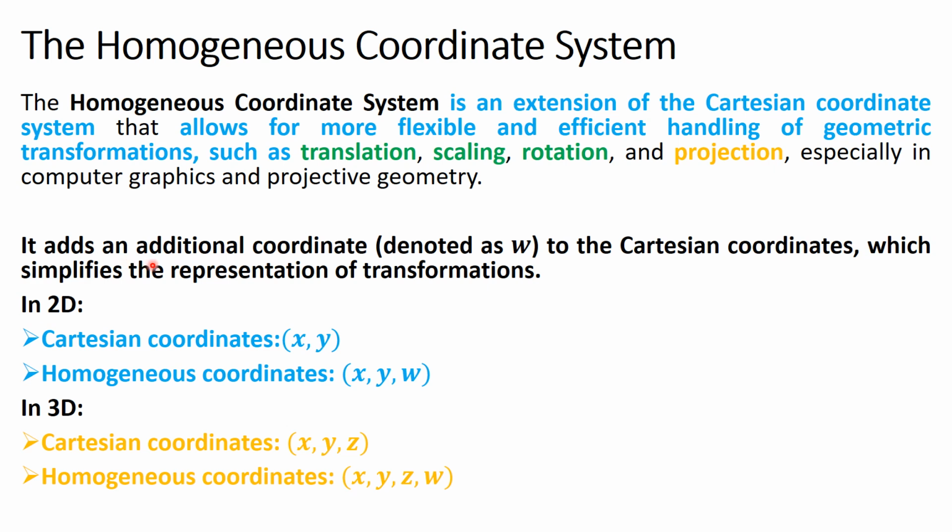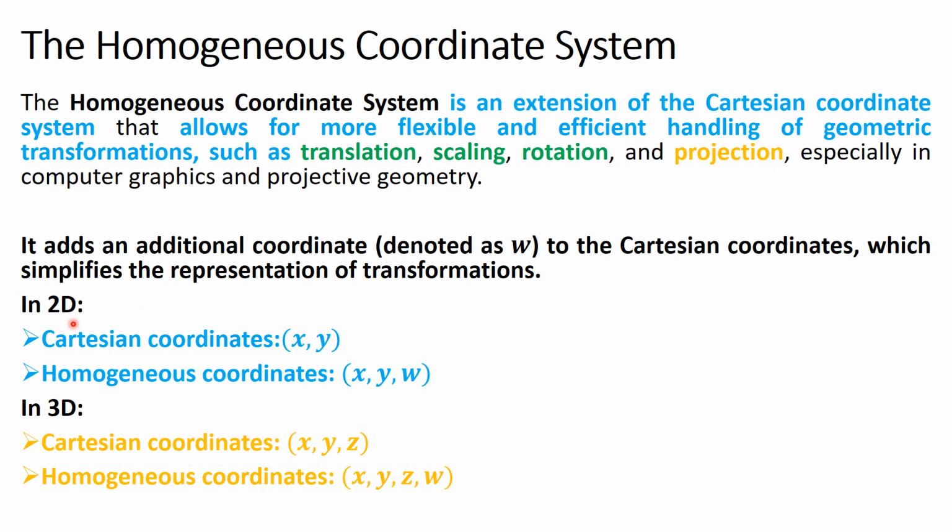It adds an additional coordinate، بيضاف احداثي اضافي بيرمز له بالحرف W to the Cartesian coordinates, which simplifies the representation of transformations. بتسهل العمليات الرياضية في الترانسفورميشن، بتسهل بالذات الترانسليشن اللي هندرسها بالتفصيل، الترانسليشن scaling rotation shearing and as I mentioned the combined transformation or composite transformation.